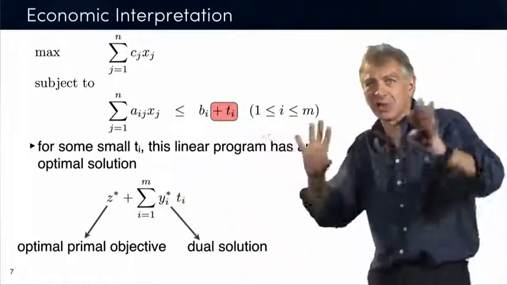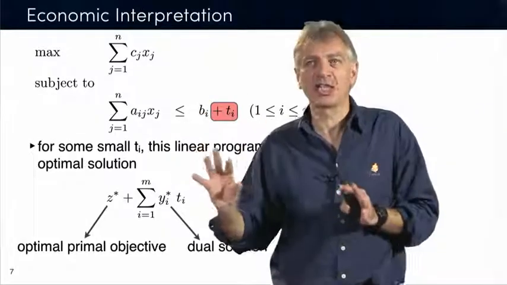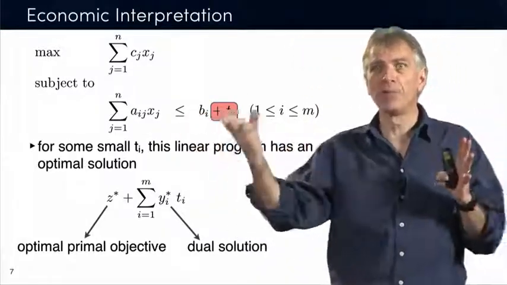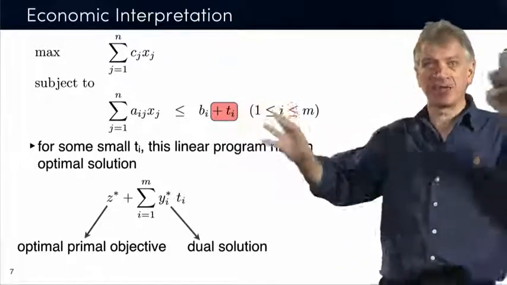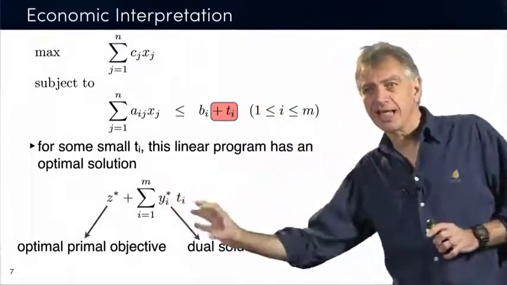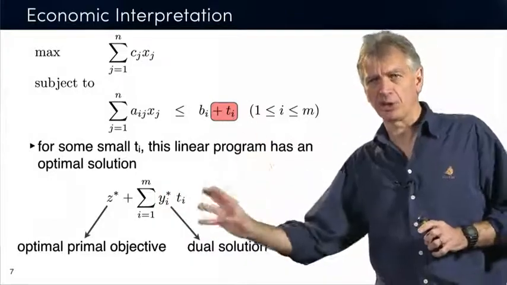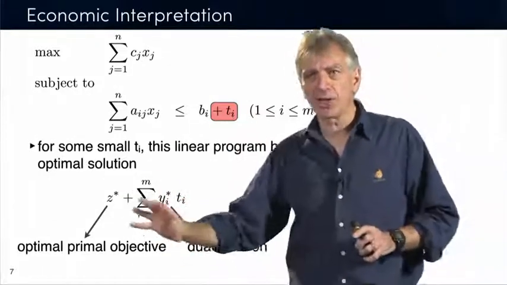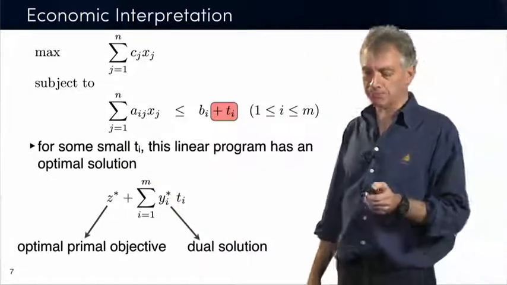Now this is only valid when ti is sufficiently small, right? Because at some point, if you make this ti sufficiently big, you may change basis and so forth. You may change fundamentally the nature of the solution. But here, when you are very close, this is what this is basically telling you.